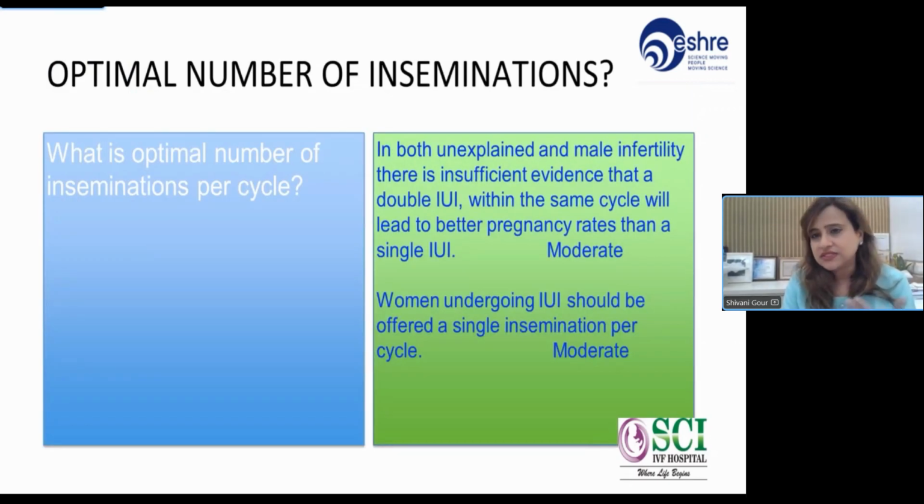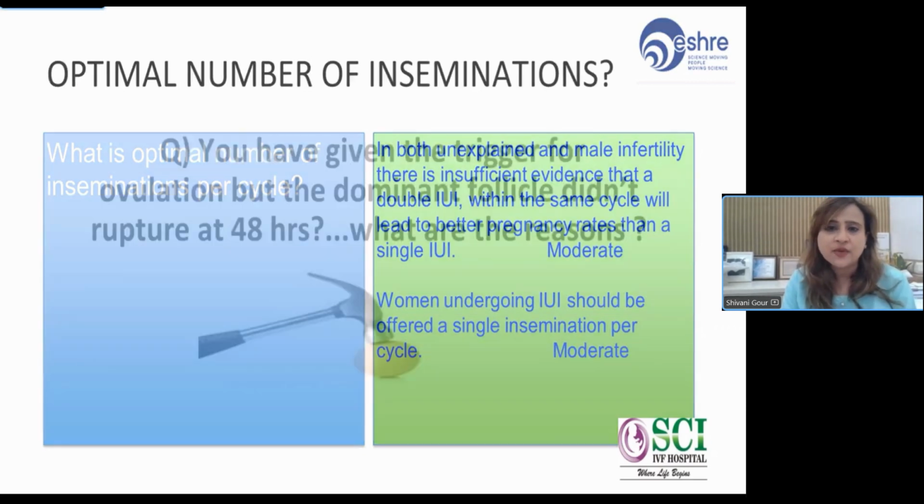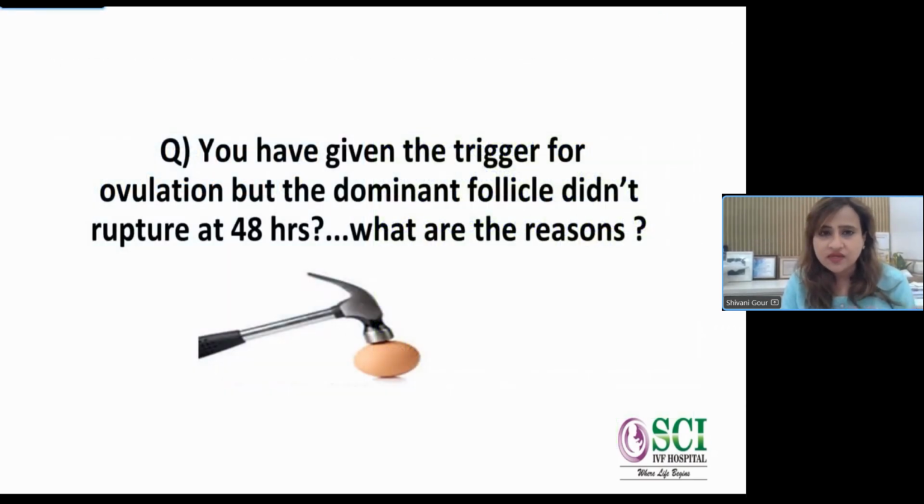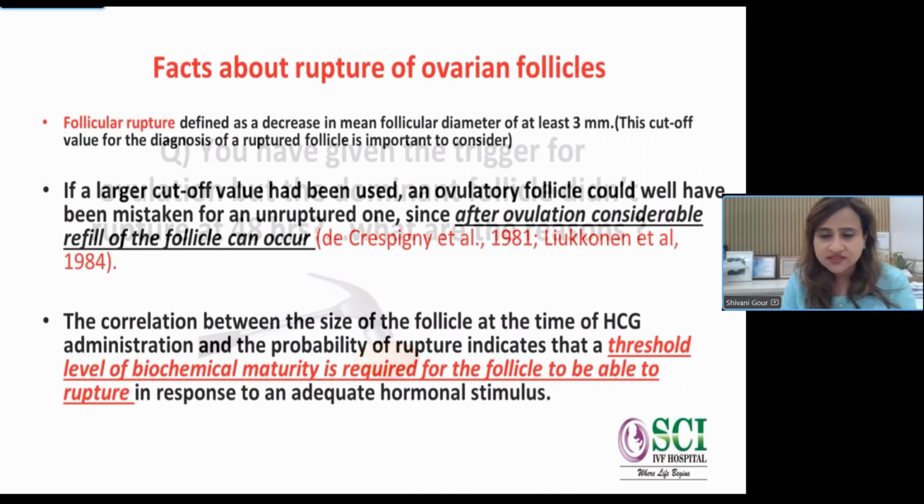And just to mention, although I mentioned double IUI, I am not doing double IUI commonly because as per the ESHRE guideline, in both unexplained and male infertility, there is insufficient evidence that double IUI can lead to a better pregnancy rate. Now you have given your trigger, but there is no ovulation. You have done your ultrasound after 36 hours, then you waited for another day, still the dominant follicle didn't rupture. So what is the reason?